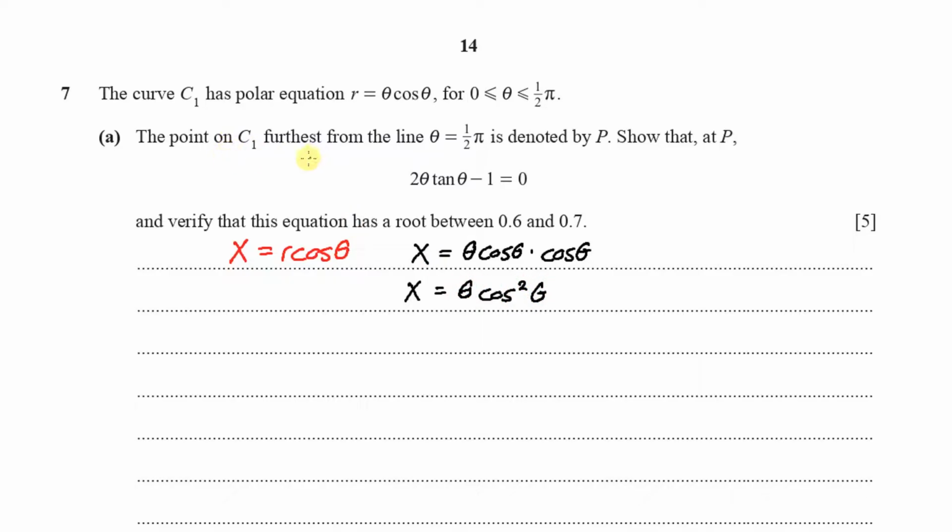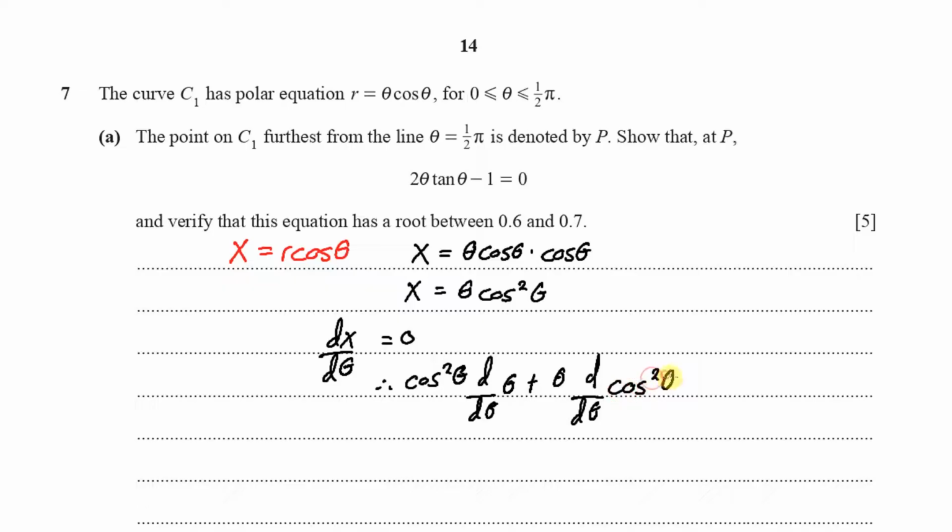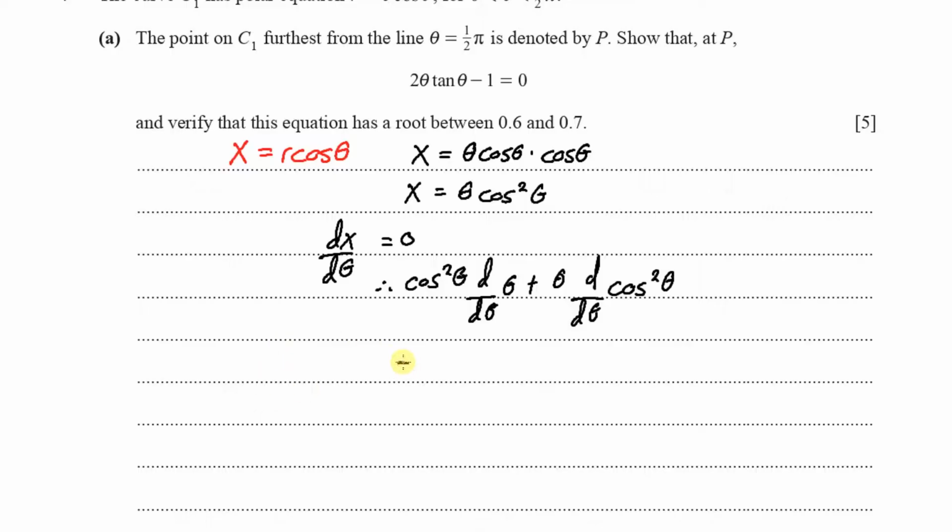So for the point furthest from the vertical line, theta is equal to half pi, then we have to say dx by d theta should be equal to 0. So we can differentiate x with respect to theta, and doing so, it means we'll be getting cos squared theta times d theta of theta plus theta times d theta of cos squared theta. Okay, so this is differentiation of products that we are doing. So here, d theta of theta is 1, so we are left with cos squared theta.